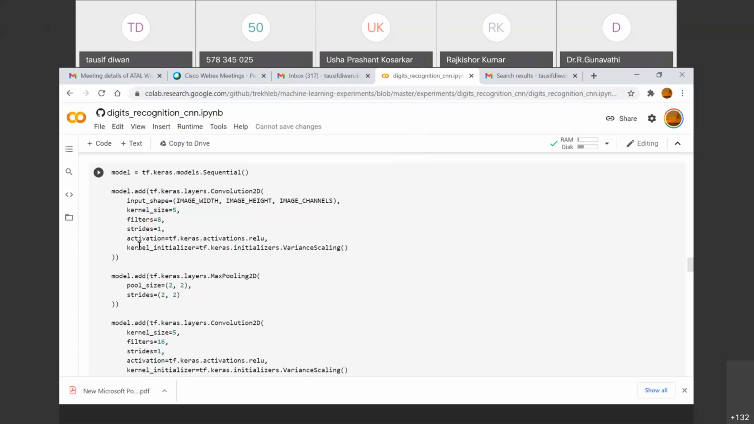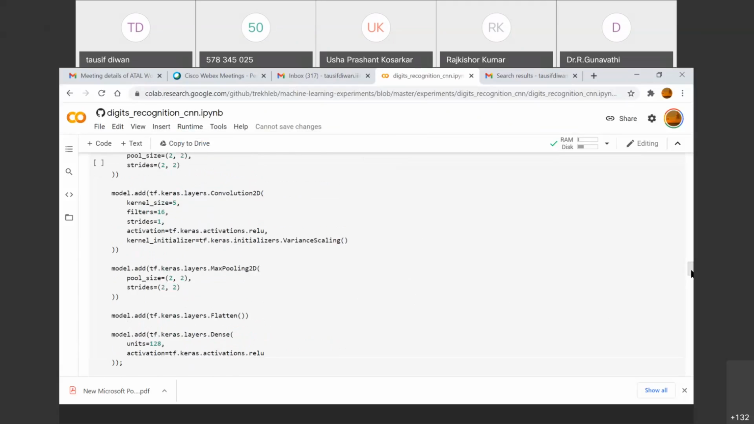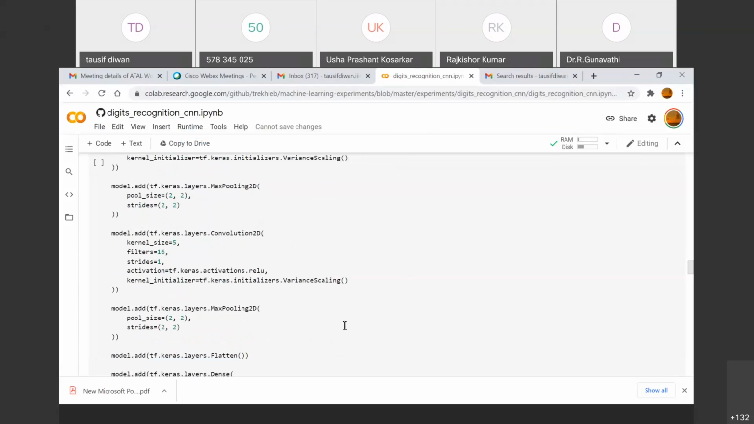After this convolution operation, we can apply pooling. So this is the max pool 2D. We can apply 2 cross 2 pooling, stride 2. After that, we are applying another convolution operation. This is the second convolution operation in which we are once again applying a 5 cross 5 filter, 16 filters are applied, and one stride. Then the activation function, then model dot add, then once again pooling.